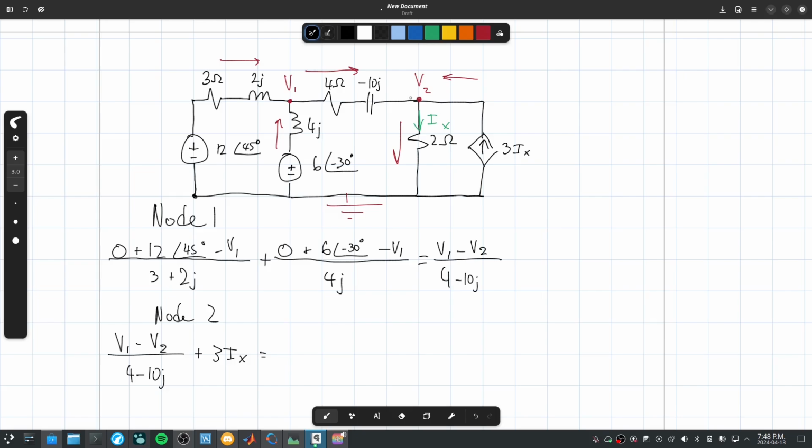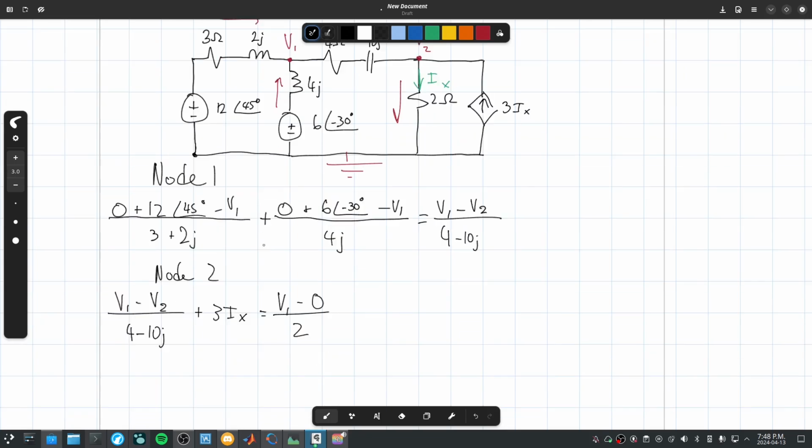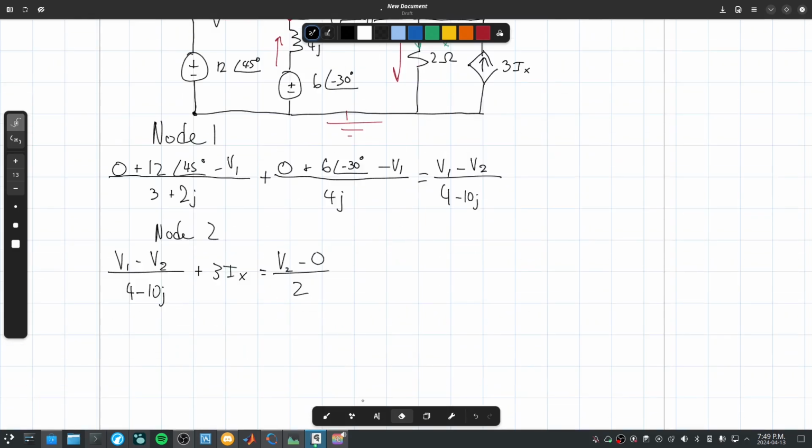Is equal to, and now the part coming out. This is V2 minus ground, divided by the resistance, 2 ohms. So that's V2 minus 0, divided by 2. Remember, it's V divided by R, this is current. So this is Ix. This entire thing is Ix.